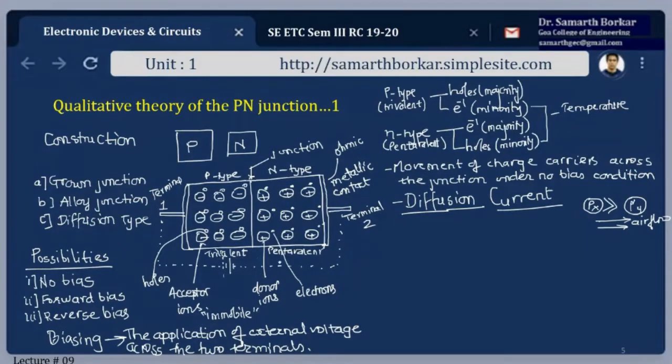Now we have to understand here, as I said right in the beginning, the holes will try to move in this direction and electrons will try to move in this direction. But this is not a continuous process. A stage is going to come wherein this further movement of holes and electrons will be obstructed. And for that, we need to understand something called the depletion layer.